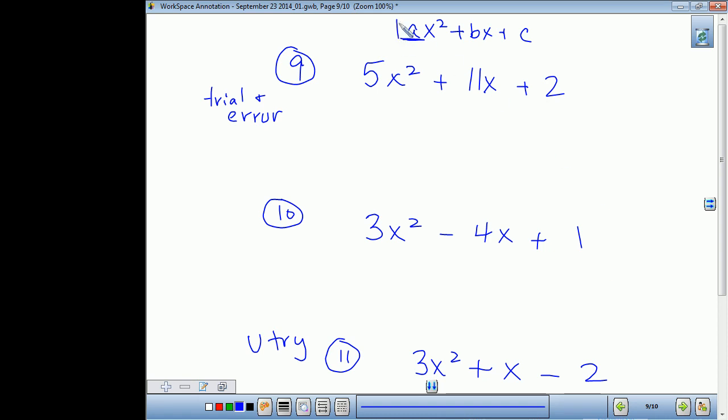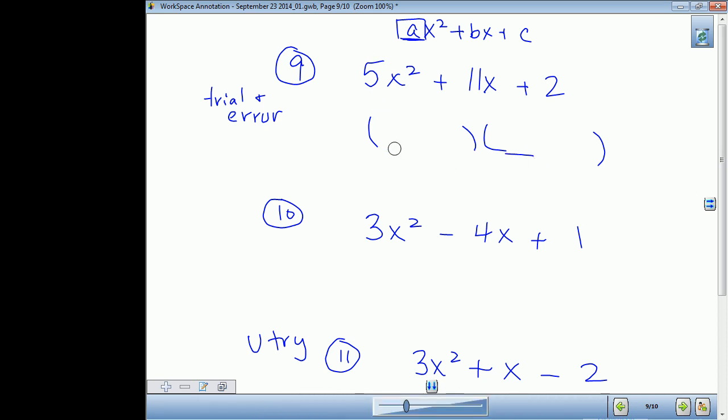Alright, so now we're adding a leading coefficient that is greater than 1. Or a leading coefficient that is not 1, really. How would we factor? Well, when we think about multiplying them, we know that when we multiply this times this, it gives us the first term, doesn't it? Yes. Okay. What is the only way to get 5x squared? 5 is prime. So it's 5 and 1. So this has to be 5x and 1x.